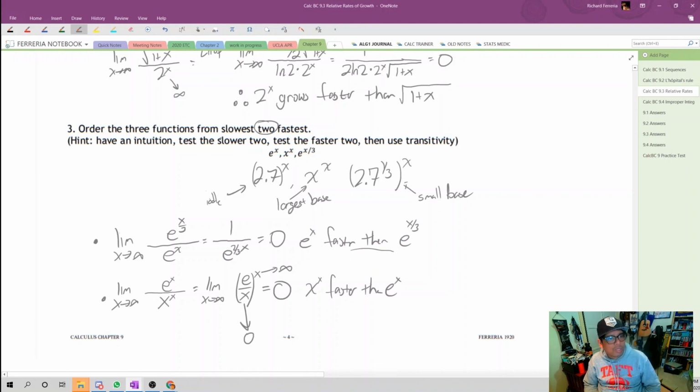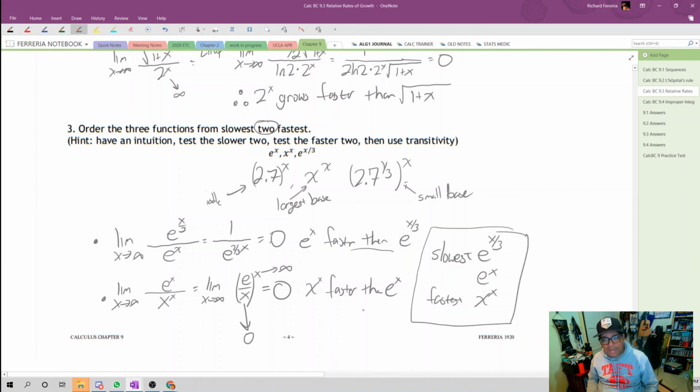So we're going to order these from slowest to fastest. So which was the slowest one that we found? The slowest was e to the x over 3. And faster than e to the x over 3 was e to the x. And faster than e to the x was x to the x. So here it is from slow to fast.